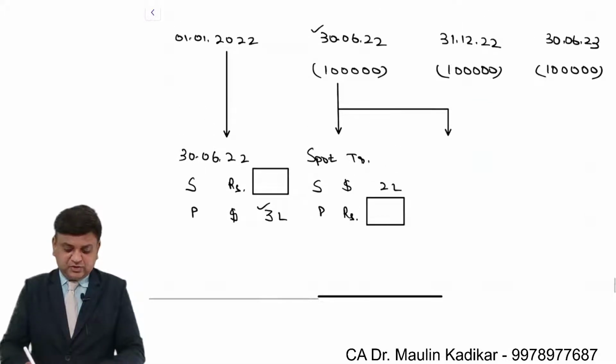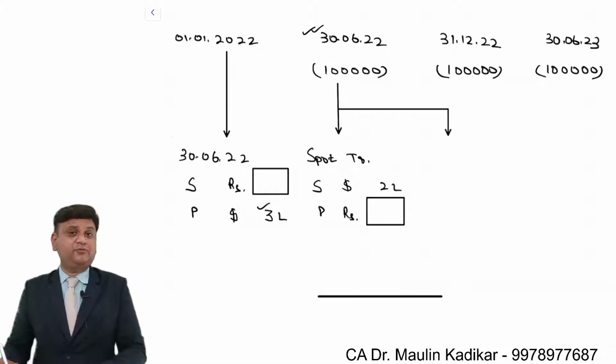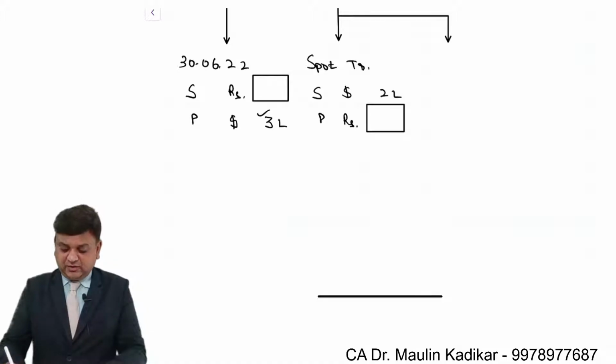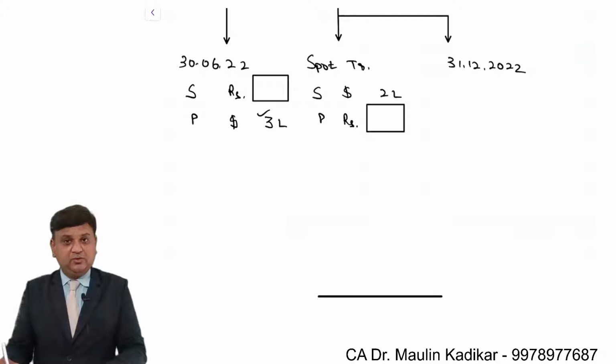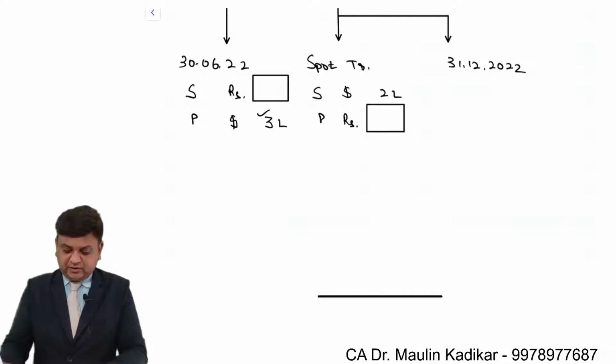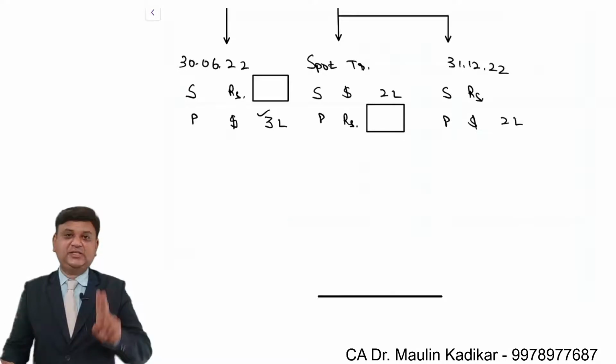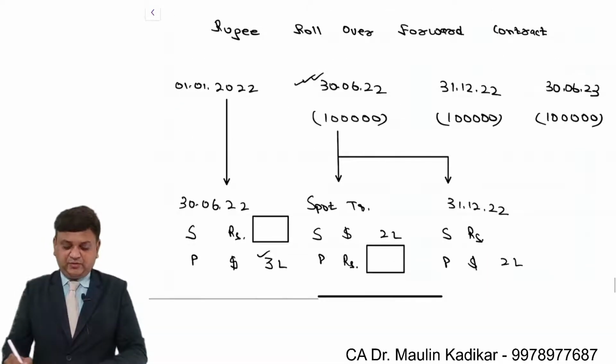And of course friends, you must have understood that on 30th of June 2022, once again you will enter into the forward contract for 31st of December 2022. What would be the forward contract? The forward contract will be sell of rupees and purchase of dollar. Now this time the forward contract will be entered upon for purchasing $2 lakh. That is the way you will enter into the forward contract at this point of time.